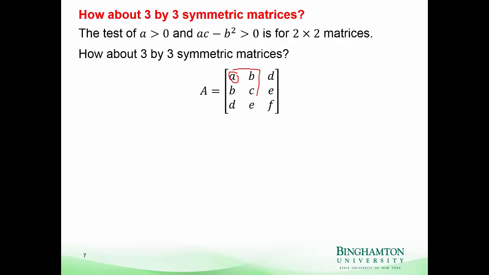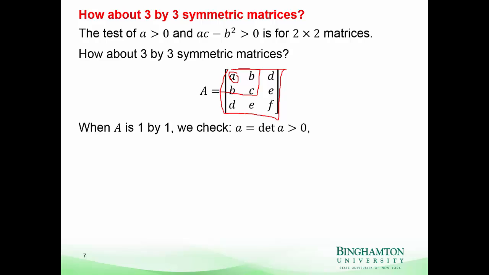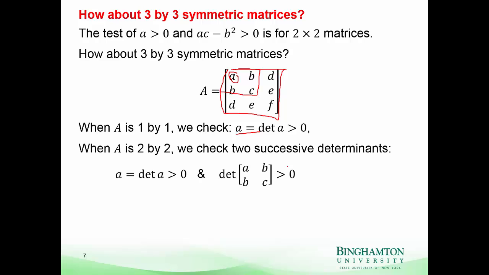I've got to look at the determinant of this upper left 2-by-2, and then I have to look at the determinant of the whole thing. And in fact, that's actually it. So we check the determinant of a 1-by-1. We check a determinant of 2-by-2. We had to check two successive things.